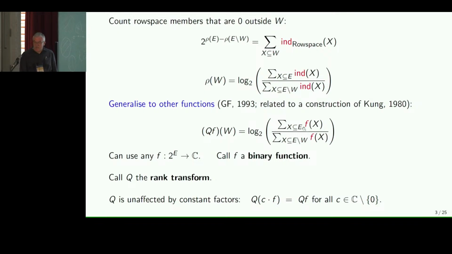Note also that with this rank transform, the result you get is the same if you apply any scalar to this binary function f. So it's invariant under scalar multiples of the binary function. We can consider binary functions to be equivalent if one is a scalar multiple of the other. Generally, whenever I get a binary function, I use that fact to scale it so that its value on the empty set, or the empty vector, is 1.